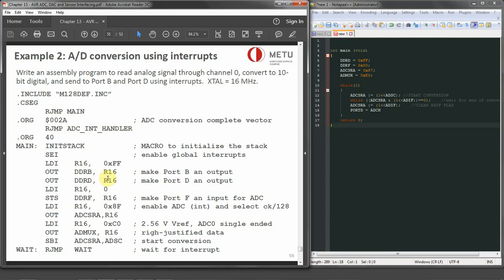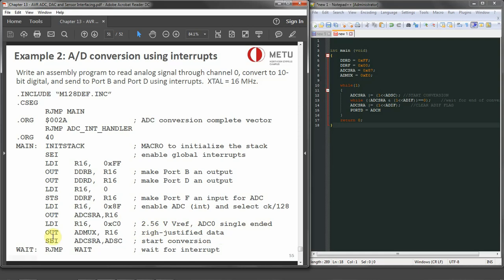Then we start. We set DDRB and DDRD to be output ports, as it says, for the 10-bit digital value. And then DDRF is an input port because we want to read the analog data from port F. So 8F for ADCSRA, which we already calculated, is used. And then ADMUX is C0, so 2.56 for VREF, and ADC0 single-ended, and it's going to be right justified. So everything will be right justified. There will be 6 unused bits on the most significant bits.